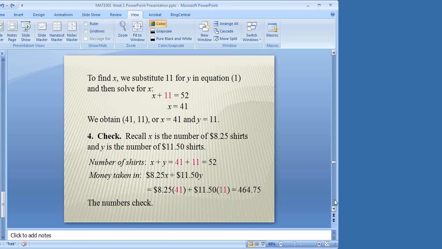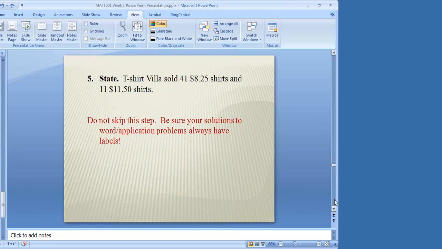That's the whole reason for math, is because it's got some applicability, okay? Besides the logical thought processes that we're learning, we also actually get some applications out of math. And if you just say 41 and 11, make sure you add to it. So if you don't want to do a whole sentence, at least say, 41 shirts at 8.25, 11 shirts at 11.50, something like that, just the label at least. So you do want that.